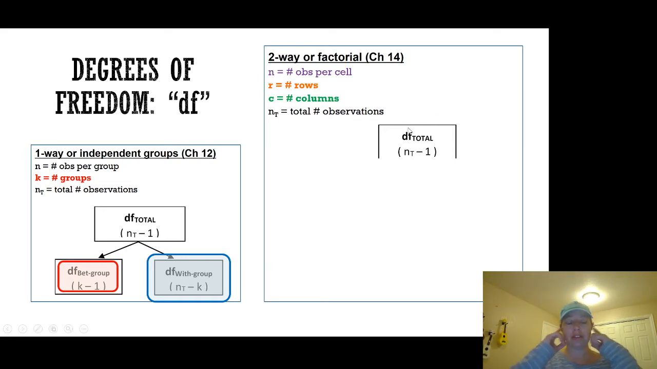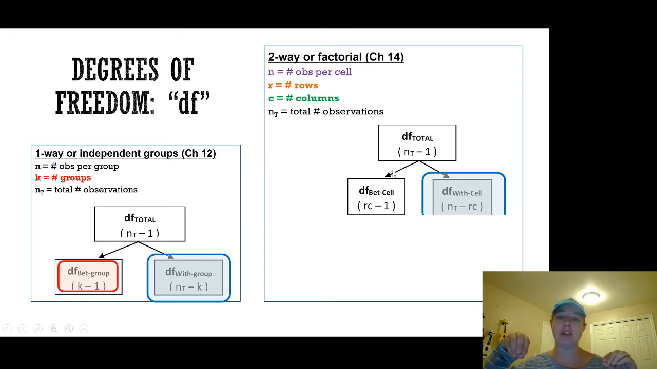So if we remind ourselves of the degrees of freedom tree here, we said we're going to take the total and divide it up. In the one-way ANOVA, we did one division. In the two-way ANOVA, instead of just dividing between groups and within groups, we've got three effects. And so when we divide it up, first we're going to specify between cells and within cells. And the formulas might look a little familiar.